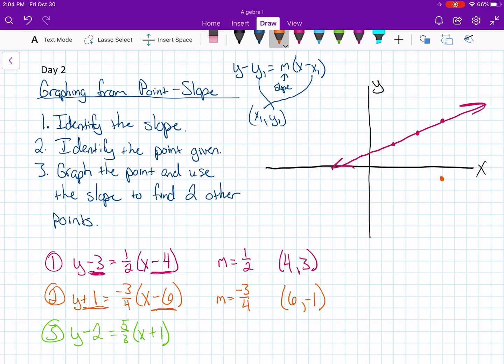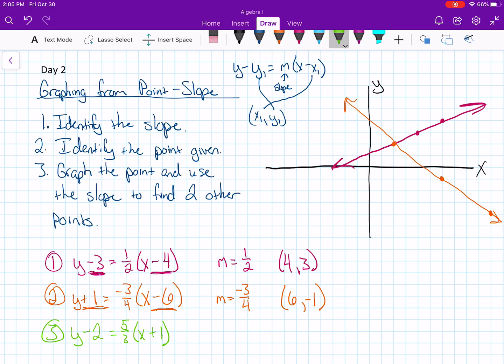And use our slope of -3/4. So that could mean down 3 and to the right 4. It could also mean up 3 and to the left 4. So it's right here, coincidentally matching up with the other. That was not planned. So this is our line for that one.